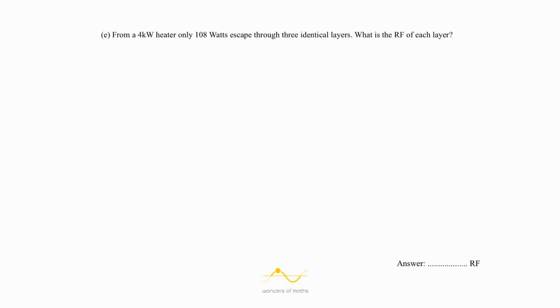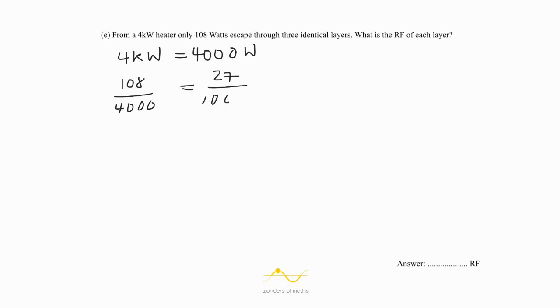And finally, from a 4 kilowatt heater, only 108 watts escape through 3 identical layers. What is the RF of each layer? First, let's convert 4 kilowatts into watts. We know this is 4,000 watts. The easiest way for us to go about this question is to figure out what percentage 108 is of 4,000. We do 108 over 4,000, which simplifies down to 27 over 1,000. We do this by dividing both sides by 4.